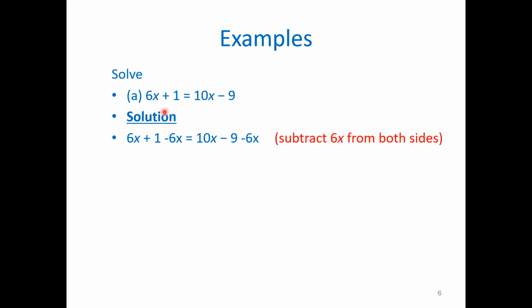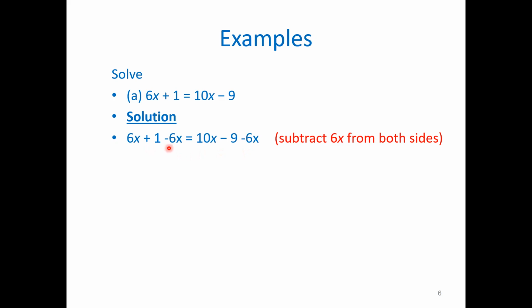So see here on the left side we have 6x plus 1. We want to keep only the term that has x, which is 6x. How about 1? We have to get rid of 1. Or in another way, we can get rid of 6x and keep the numbers on the left side and the terms that have x on the right side. So you can keep x either on the left side or on the right side. Here in this method, we decided to keep x on the right side of the equation.